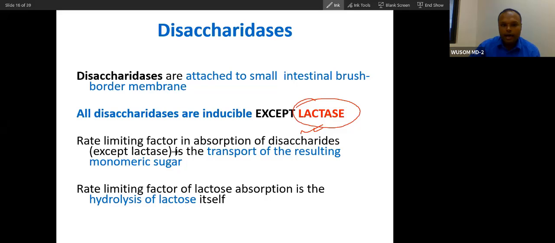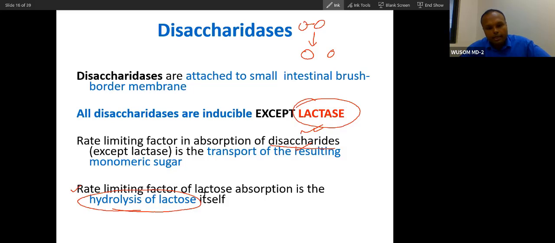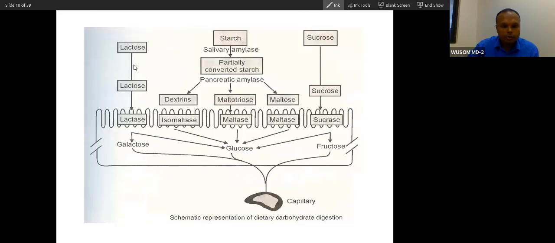The rate limiting factor in absorption is the disaccharidase. Because until this carbohydrate, the disaccharide, is converted into monosaccharide, it will not be absorbed. That is why these disaccharidases are the rate limiting step in digestion. The more active the disaccharidase is, the more will be the absorption. The rate limiting factor for lactose absorption is hydrolysis of lactose itself. So in both places the rate limiting step is actually digestion of disaccharide. You can see here on the picture. So disaccharidases are the rate limiting step.